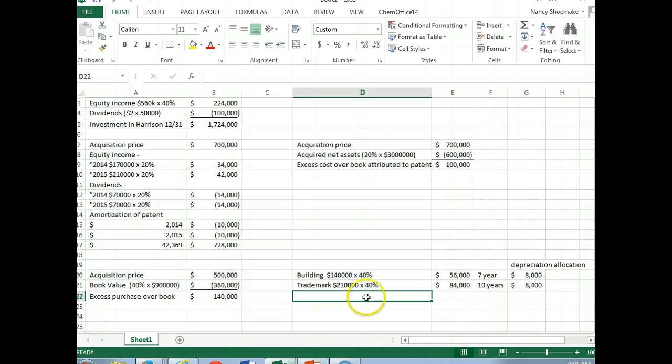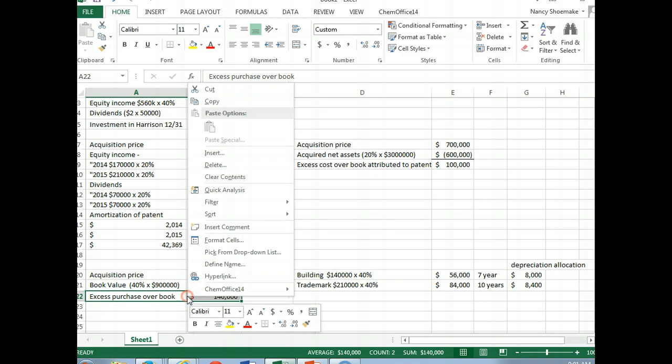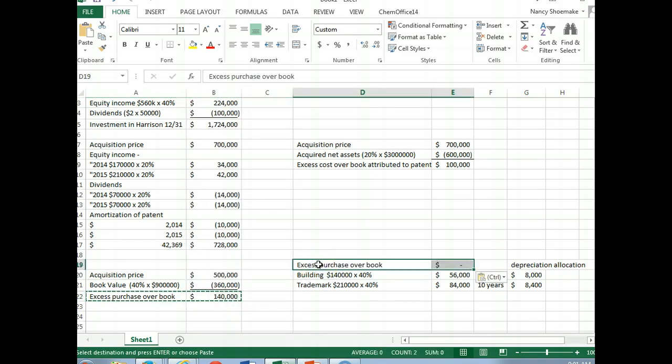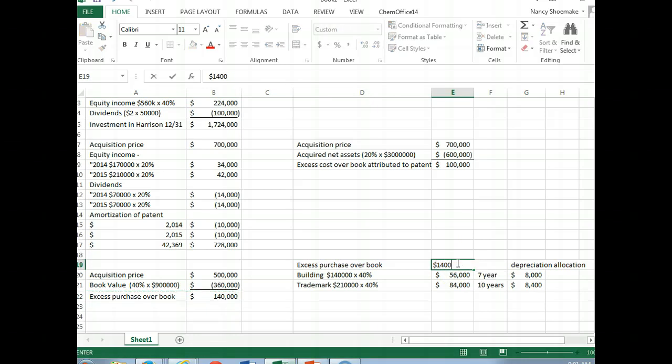Okay. So, do you see here, we have excess of purchase to book of $140,000, okay? I'm gonna highlight that part. So how are we allocating this excess? If we take these two figures, they equal $140,000. Yes, okay. It makes it real straightforward. Right. So we can account for that entire $140,000 excess, and we've done that. We've shown it right here.